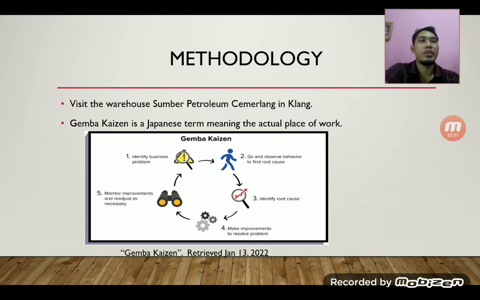Proceed to the methodology to complete this project. Firstly is the Gemba method. Gemba is by visiting the warehouse of Sumber Petroleum Cemerlang in Klang. The figure shows the steps for Gemba Kaizen. Firstly is identifying the business problem. Second is go and observe behavior to find the root cause. Third is identify the root cause and make improvements to resolve the problem, and lastly monitor the improvement and readjust if necessary.